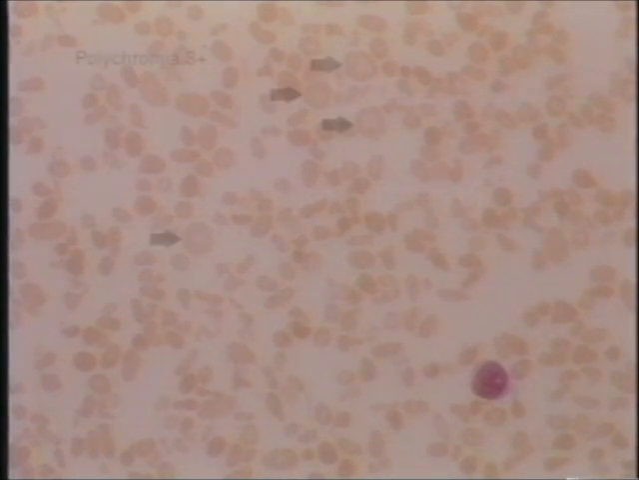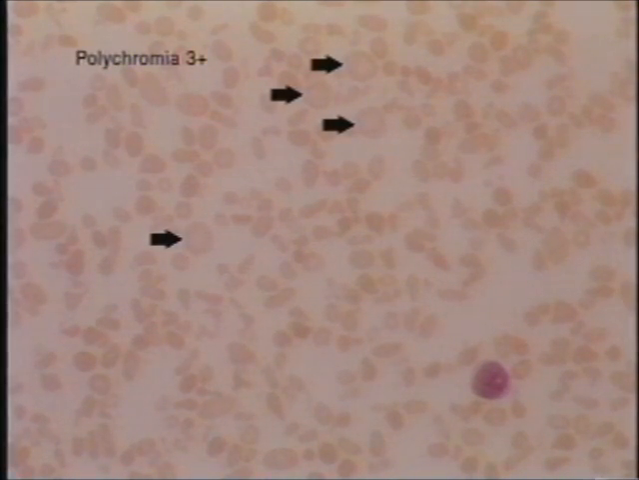This patient also had a 3 plus polychromia, and it may not be real visible on your screen because of the wide disparity in cell sizes, shapes, and intensities. But there are quite a few cells. In fact, most of the very large cells in this field are polychromatophilic. So the patient would also have a 3 plus poly.